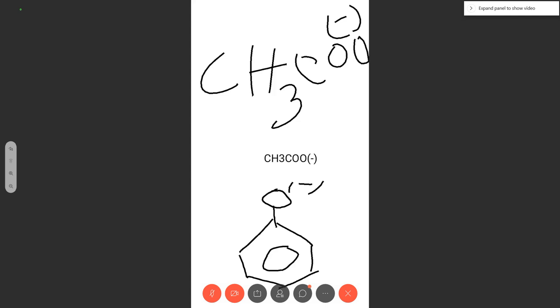Or in case of alcohol, this thing happens. ROH, if we remove the hydrogen, it comes as RO minus. R is directly the alkyl group attached to oxygen. There is no sp2 hybridization, only a sigma bond is there.